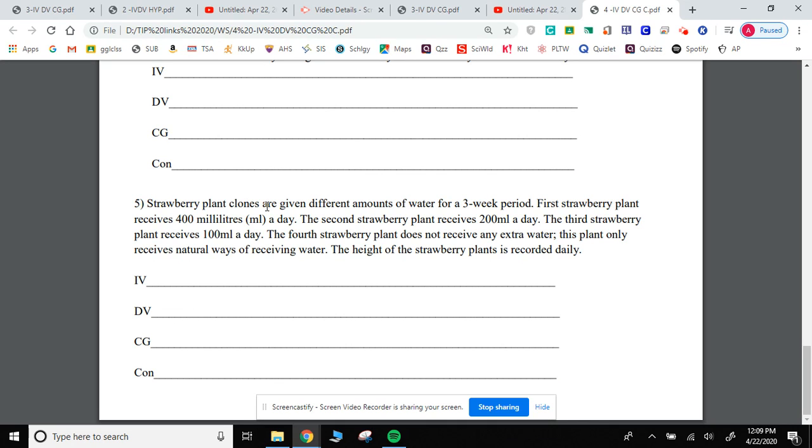Number five, the strawberry plant is given different amounts of water, and the height of the strawberry plant is recorded. So the independent variable is the amount of water. The dependent variable is the height of the strawberry plant. The control group is the forest strawberry that doesn't receive any extra water, just natural water. And a constant would be the same type of strawberry plant, the same soil, same sunlight, all the usual characters there.